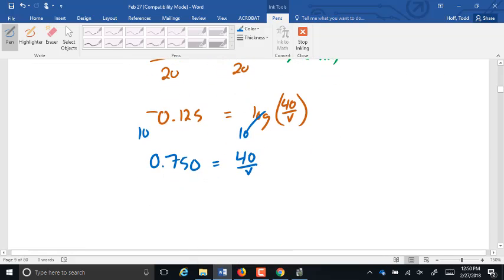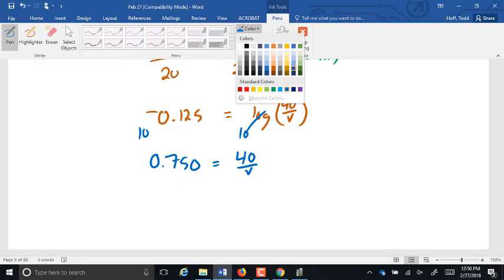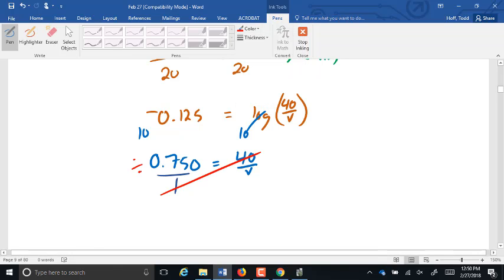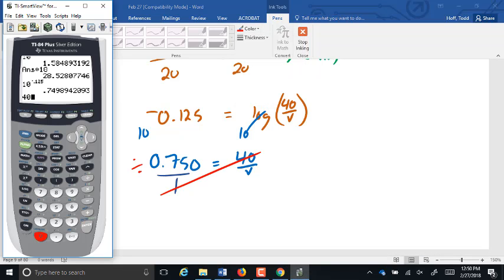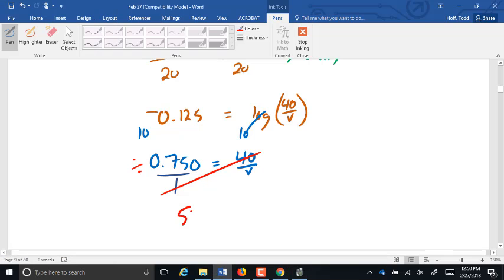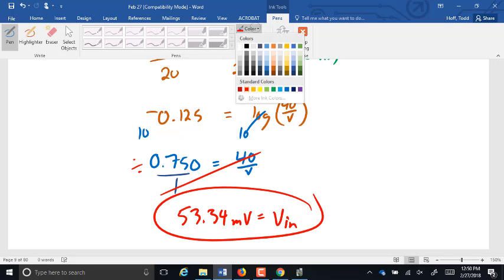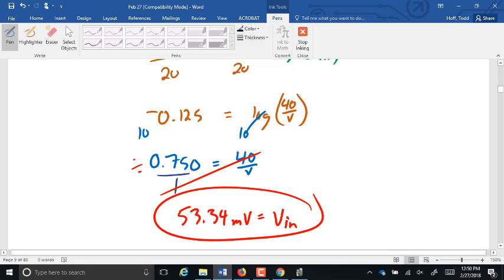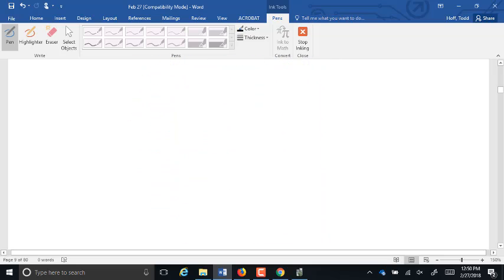And, of course, we'll make that a proportion and cross multiply and divide. This over 1. 1 times 40 is 40, divided by 0.750. 53.34. That's in millivolts. That's our input voltage. What do you think? Good stuff? Not so sure. Let's have you try to solve this equation here.